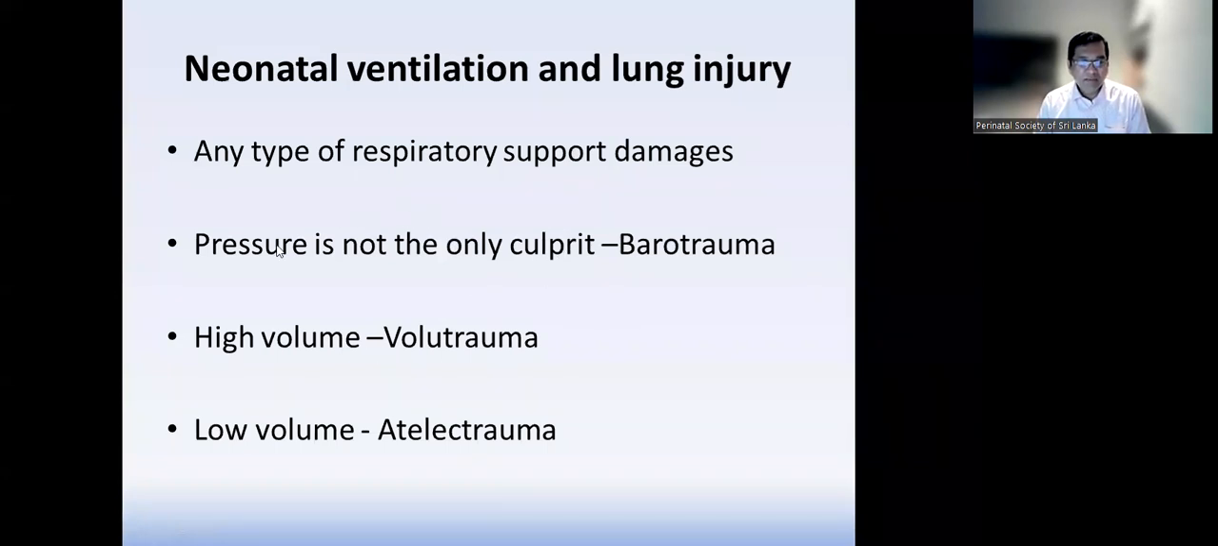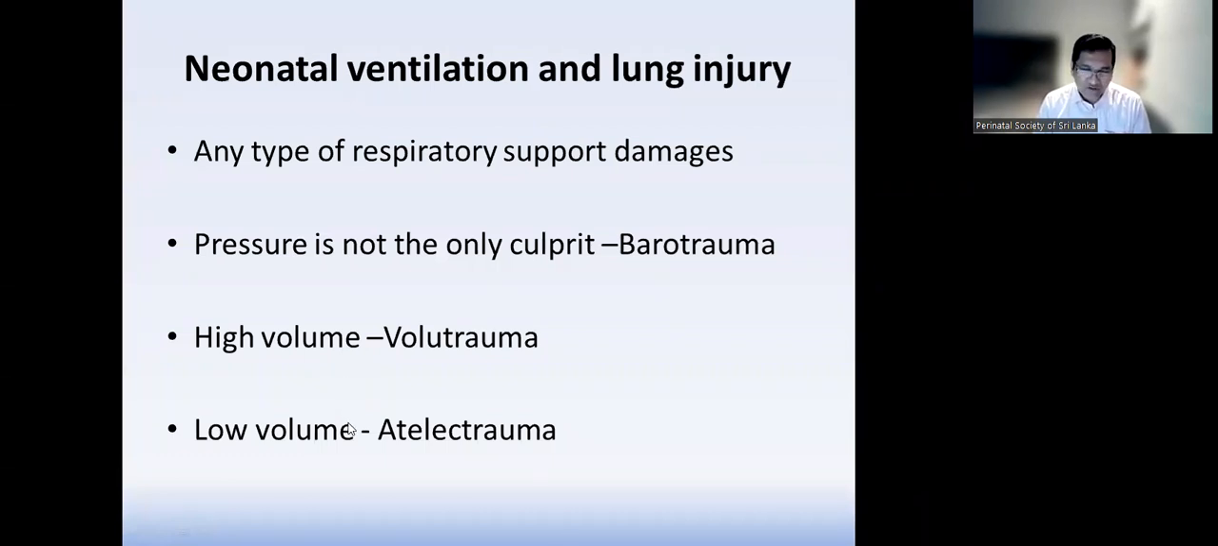But barotrauma and pressure are not the only culprit. Volume also matters. Even if you control the pressure, the volume delivered to the lungs will still damage them. So this is called volume trauma. And not only that, high volume will damage the lungs, and low volumes will also damage the lungs.